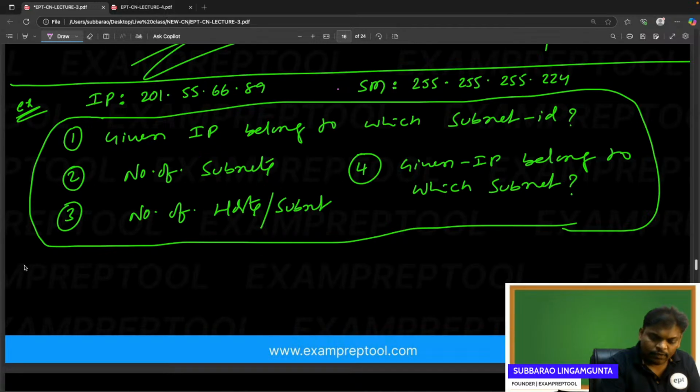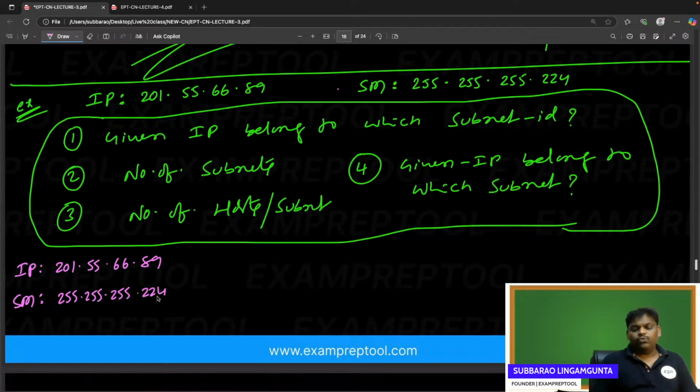Concentrate everyone. Given IP, if you observe clearly, 201.55.66.89. Subnet mask, if you observe, 255.255.255.224. Right? IP is 201.55.66.89 and the subnet mask is 255.255.255.224. That is okay. Let's go one more thing.